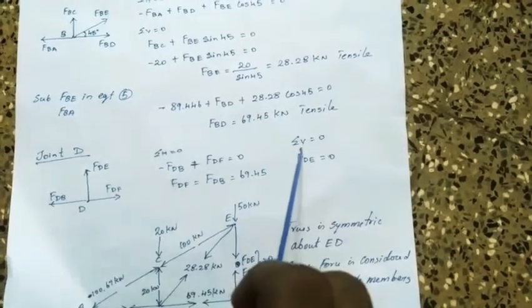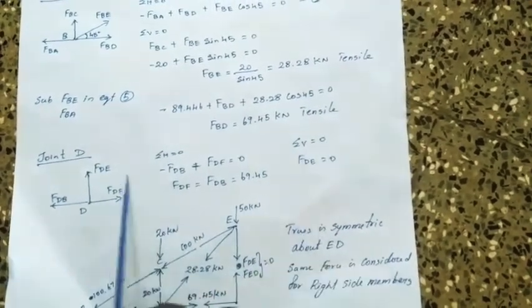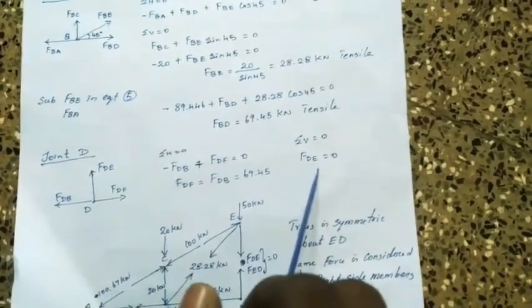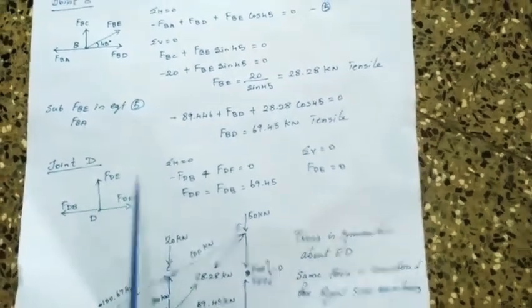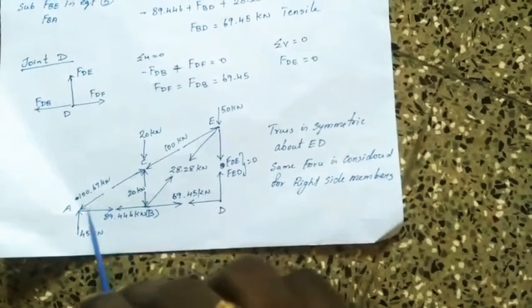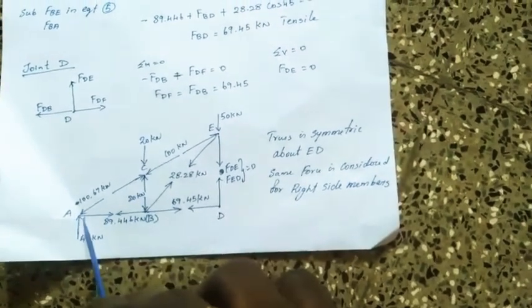Then apply the second condition, summation of vertical forces is equal to 0. There are no other forces over here, so FDE is equal to 0. So we got all the member forces over here. Now we can give the value for the member forces.